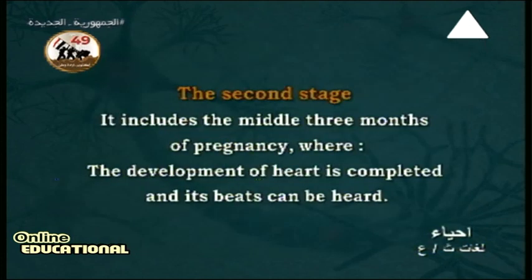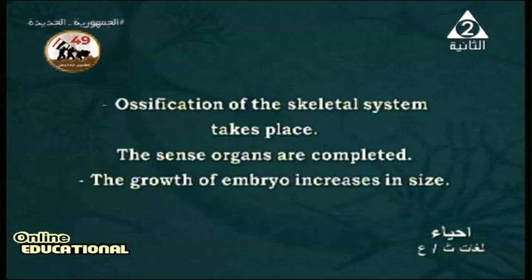The second stage includes the middle 3 months of pregnancy, where the development of the heart is completed and its beats can be heard. Ossification of the skeletal system, meaning the formation of the skeletal system, takes place in this second stage, in which the sense organs are completed. What are the sense organs? Like eyes, ears, nose, tongue, the 5 sensory organs, and the skin also is completed in structure. The embryo increases in size.